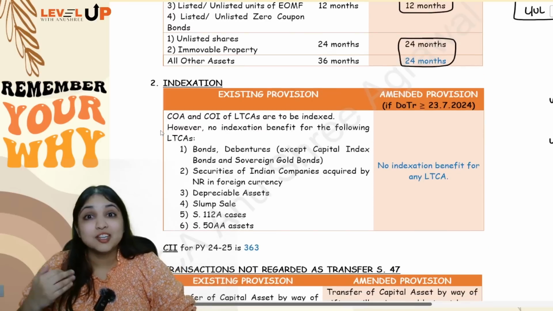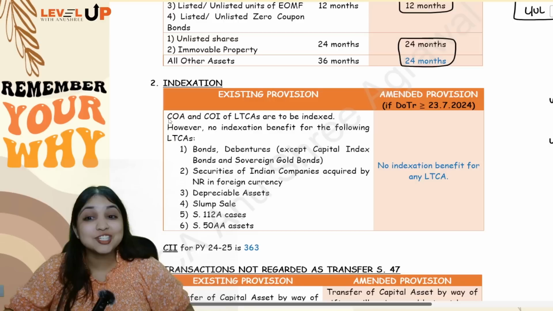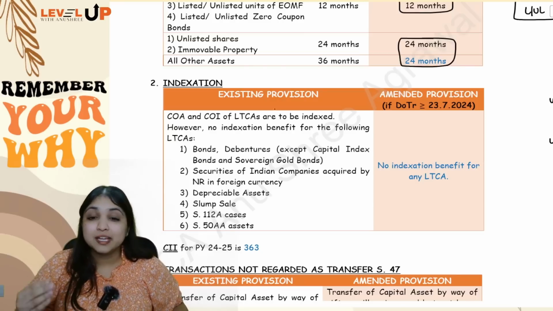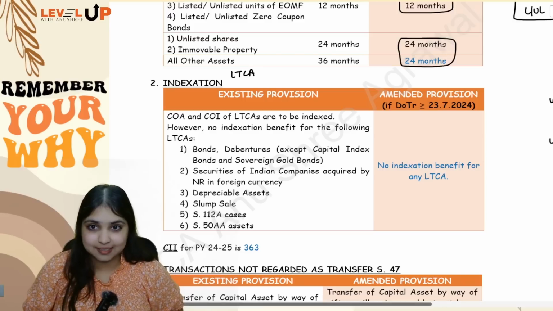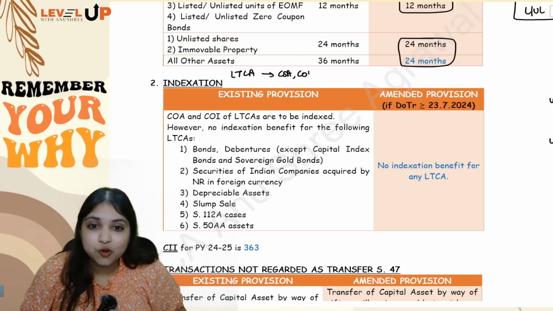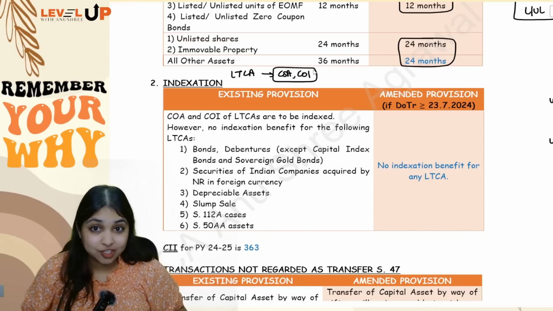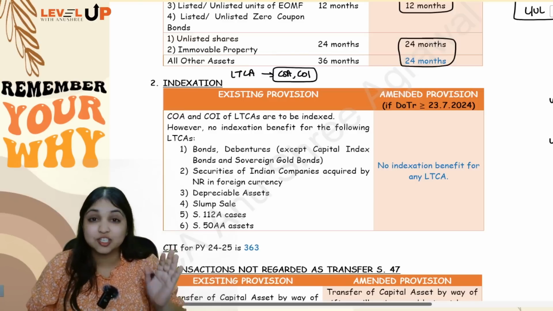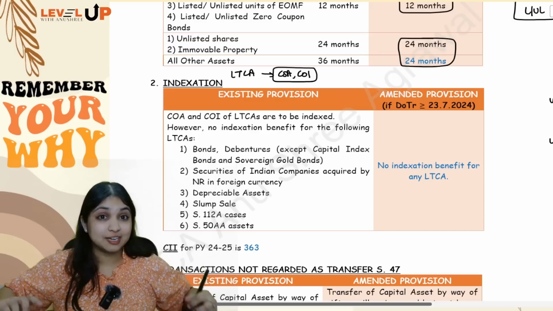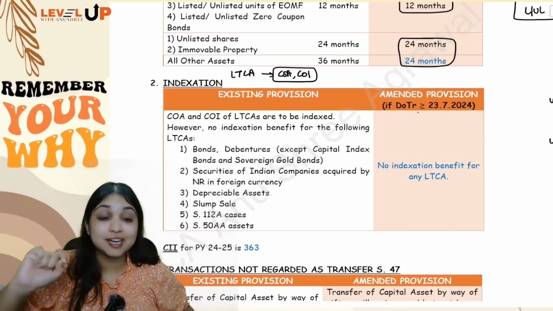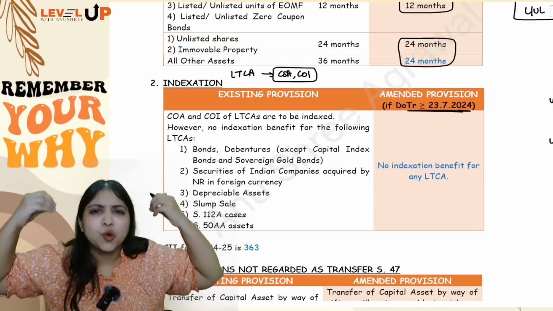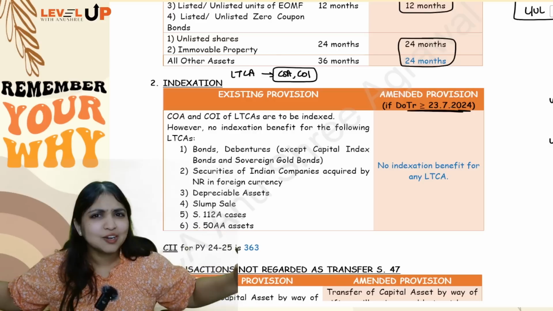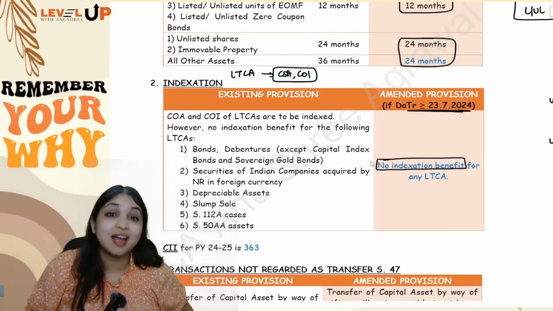So this was your first point in your capital gains chapter. Now comes your second point in your capital gains chapter, which is about indexation. See, what was your existing provision? Your existing provision is that if the capital asset is a long-term capital asset, then for cost of acquisition and for cost of improvement, for these 2 numbers you do indexation, guys. But there are some assets, even though they are long-term capital assets, you don't do indexation.